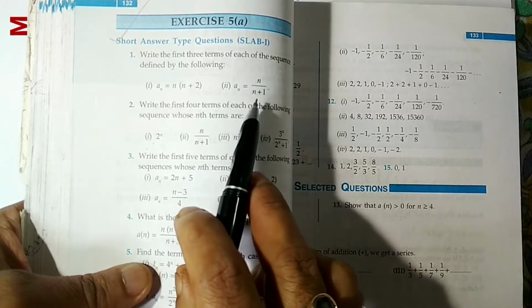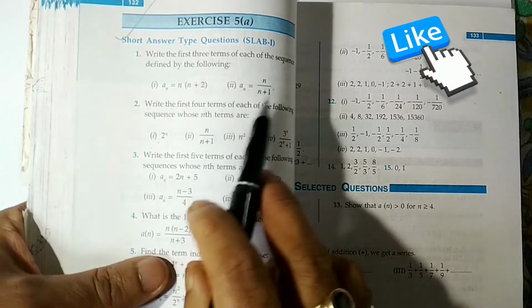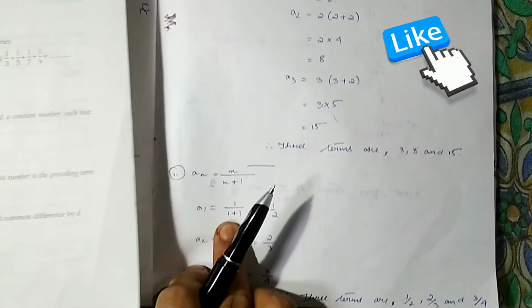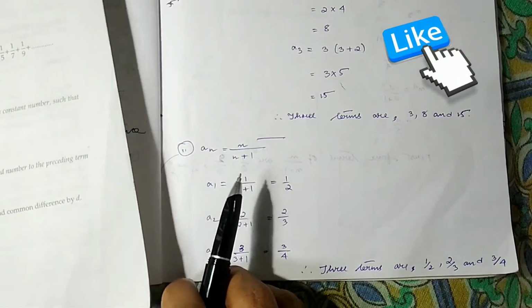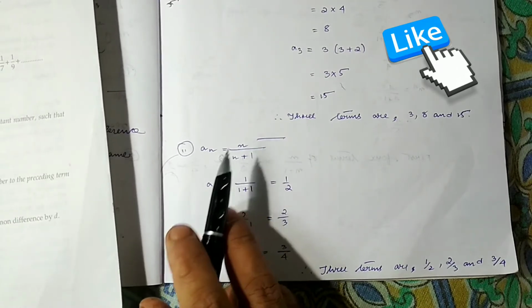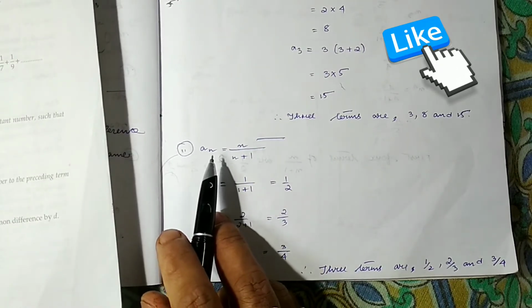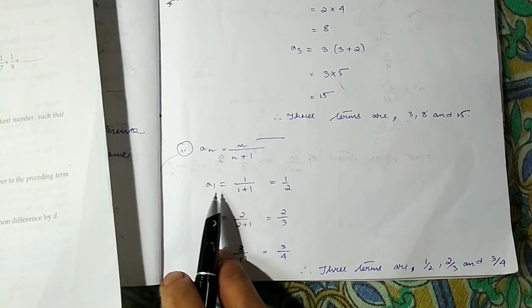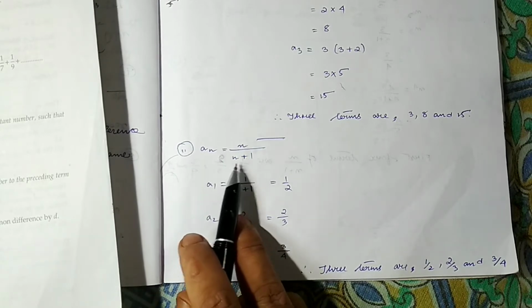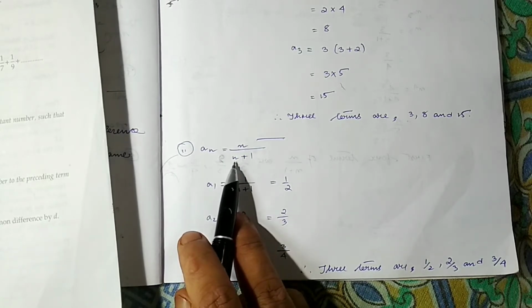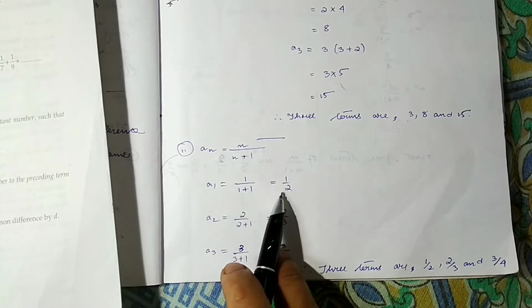an equals n by n plus 1. So this is the question. So what will we do? Here it is given an equals n by n plus 1. Just like the previous sum, replace n by 1, 2 and 3. So a1 will be 1 by (1 plus 1) because we are replacing n by 1. So 1 by 1 plus 1, that is 1 by 2.